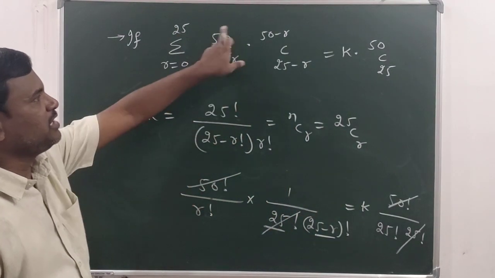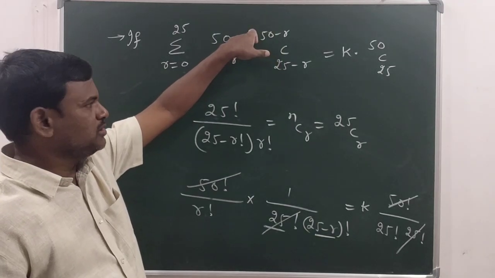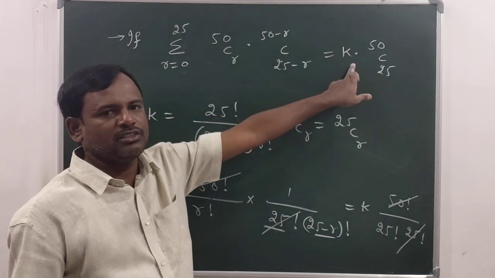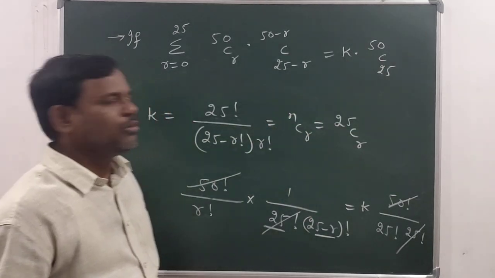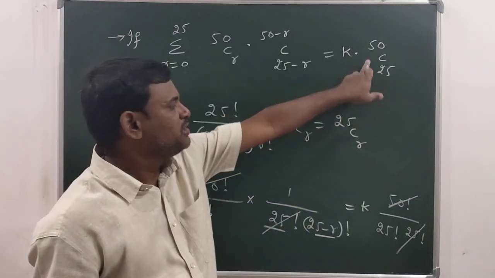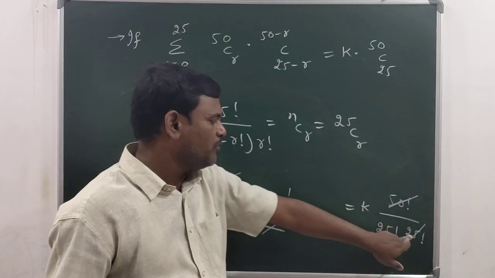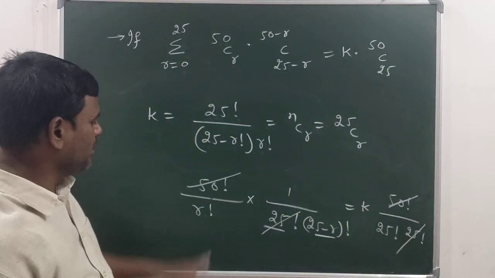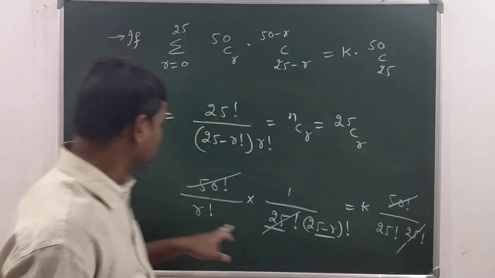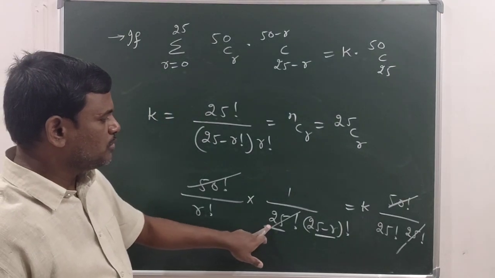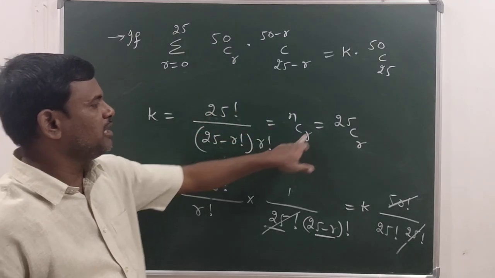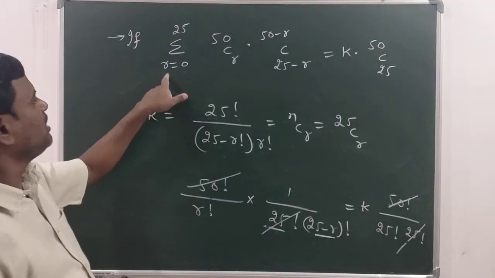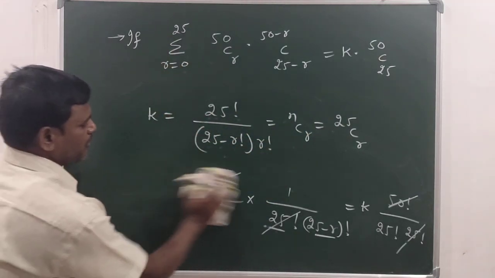Okay students, this I simplified. I have equated to the RHS, because the RHS they mentioned as K into 50C25. So here 50C25 means 50 factorial by 25 factorial into 25 factorial. I cancelled these two, I cancelled these two. So here this I brought to the left side, I got this one. This can be written as NCR, 25Cr. Here r is running from 0 to 25.